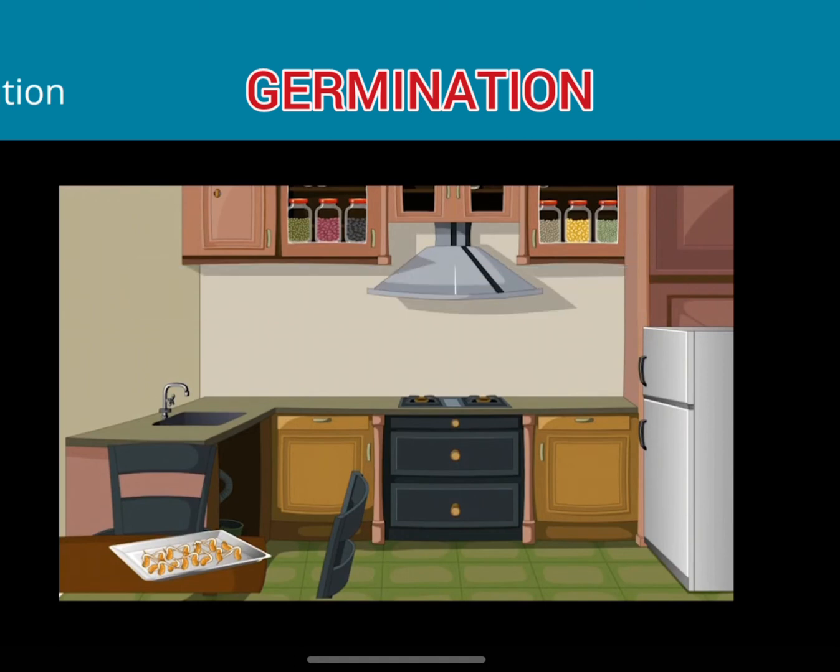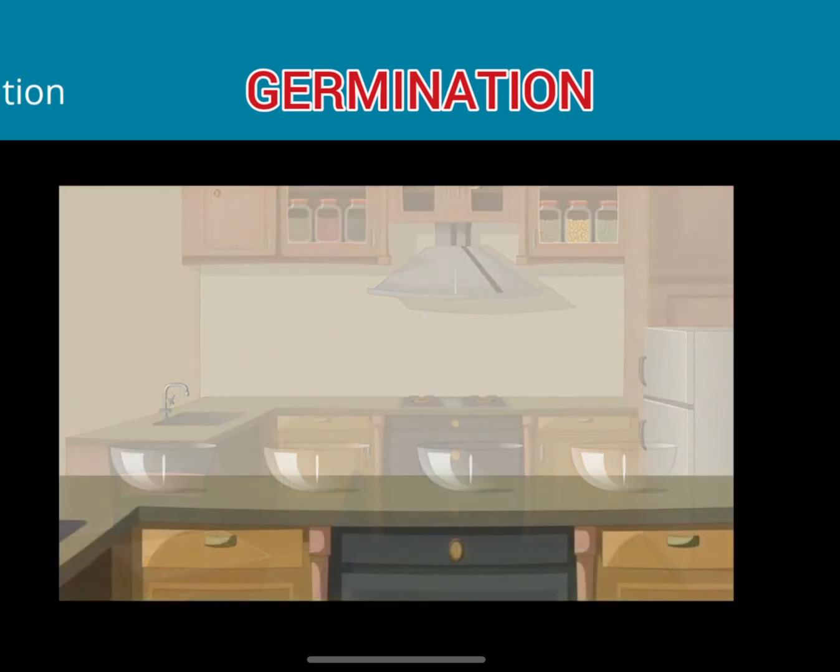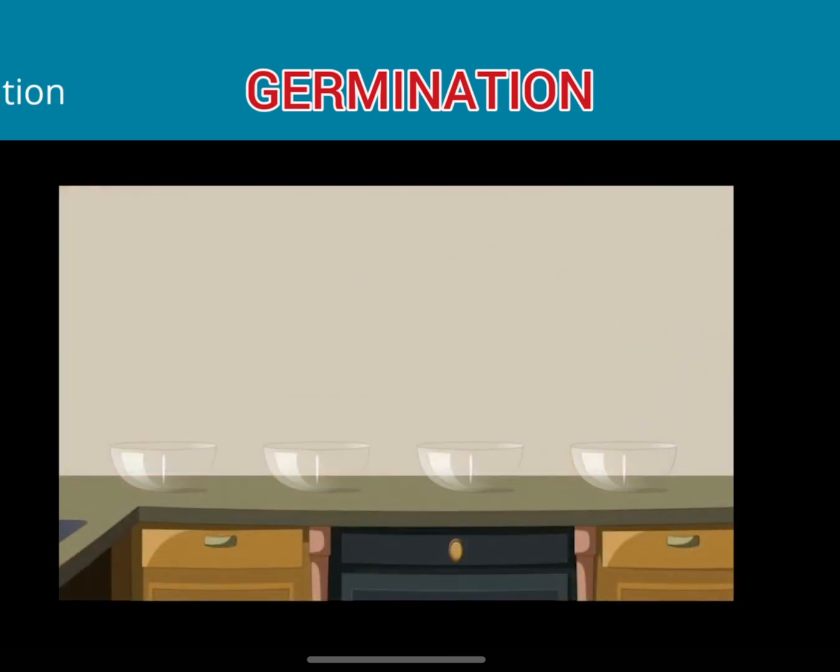Let us conduct an experiment and discover the ideal conditions required for germination. Place 4 deep dishes on a counter. Label them as A, B, C, and D. Place moist cotton wool in B, C, and D. Place some Bengal gram seeds in each dish. Pour water in dish B to cover the seeds completely.